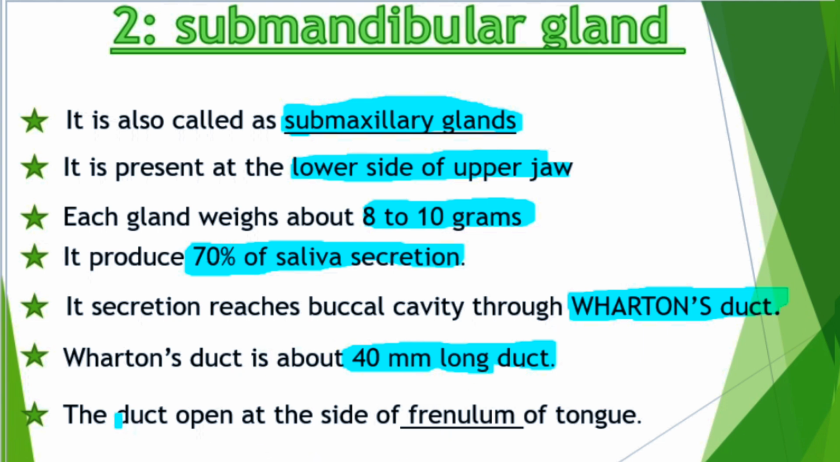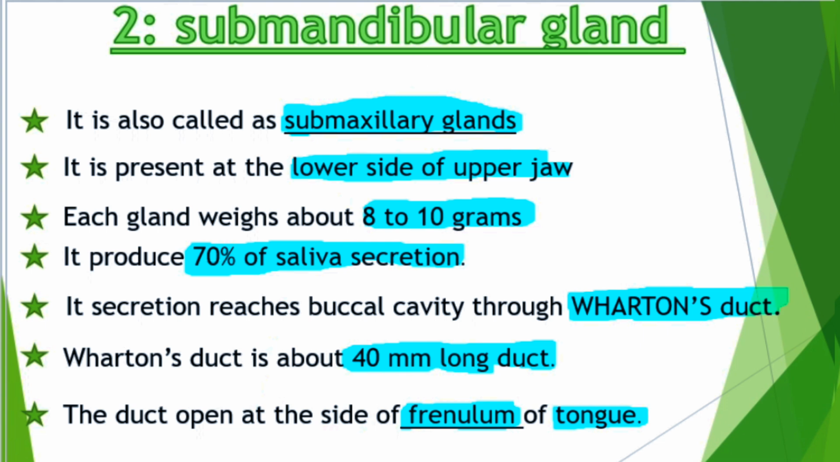This duct opens at the site of the frenulum. The frenulum is the connection through which the tongue is attached to the floor of the mouth. So this connection, through which the tongue is attached to the floor of the mouth, is called the frenulum. At the site of the frenulum, this Wharton duct opens. So this is the second major salivary gland.